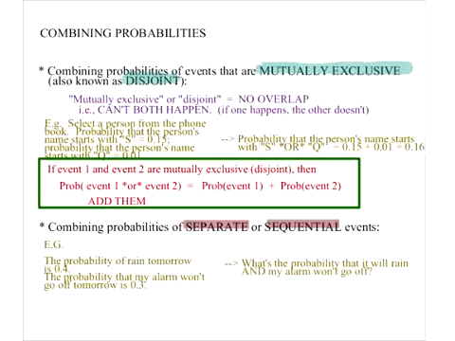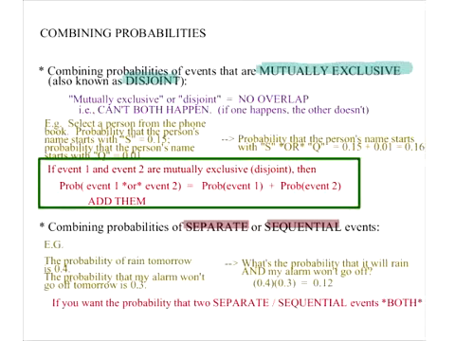So yeah, text box, a couple of you are giving this to me already. It's just 0.3 times 0.4. So if you want the probability that two separate or sequential events both happen, then you can multiply the probabilities.